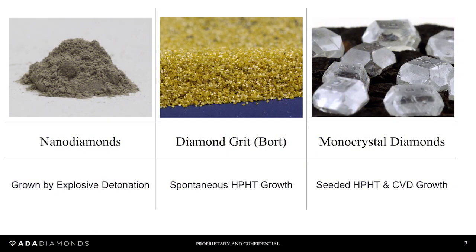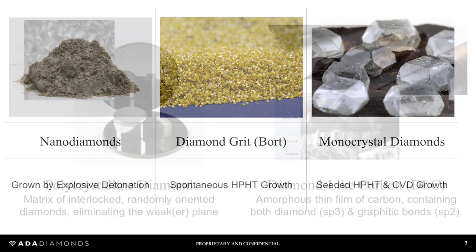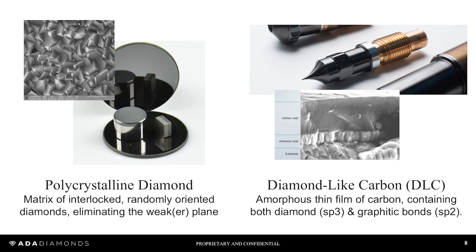Second is diamond grit or bort, where today 98% of consumption of diamond grit around the world is coming from laboratory grown diamonds. And third is monocrystal diamonds, which I'll define as seeded or plate grown HPHT or CVD diamonds of significant size. So the next two are unnatural types of diamond. The first is called polycrystalline diamond, which is a matrix of interlocked small diamonds that somewhat eliminates the weaker plane within a diamond and allows much larger sizes of diamond material to be grown. And as Daniel mentioned, it has many or all of the properties of monocrystal diamonds.